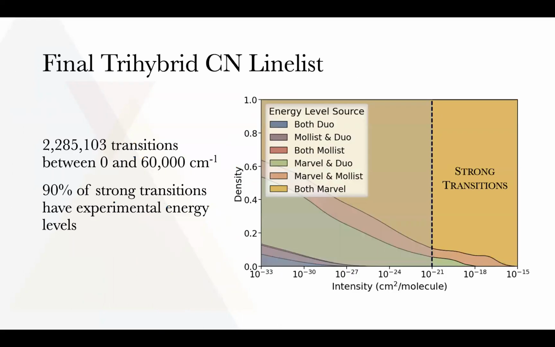Putting all our energy levels together with our variational transition data, we have created over 2 million transitions for CN between 0 and 60,000 wave numbers. And we can see here with our cumulative distribution across intensity that 90% of our strong transitions have experimentally derived energy levels.